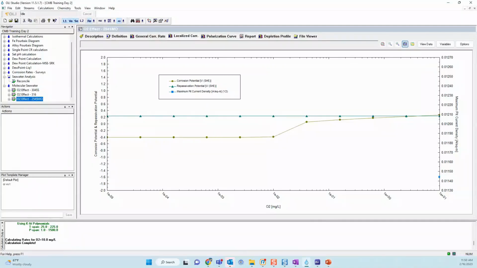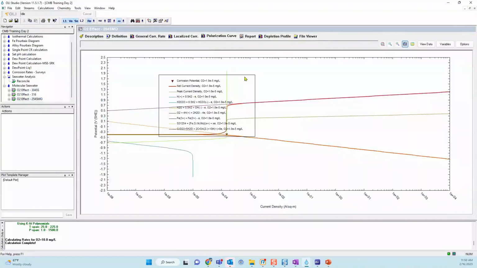Yeah, Dan, I have a quick question here. When you plot the peak current density in the polarization curve and the net current density, why is the peak current density less than the net current density? I was just wondering about it.